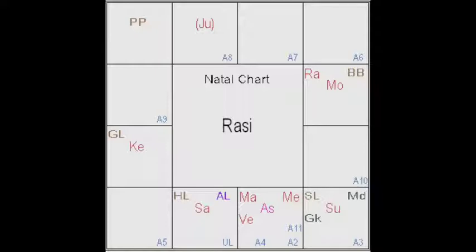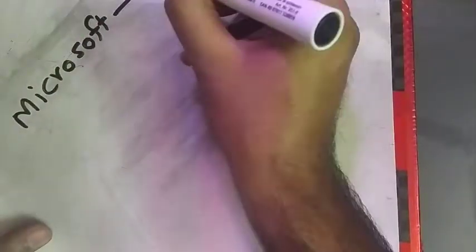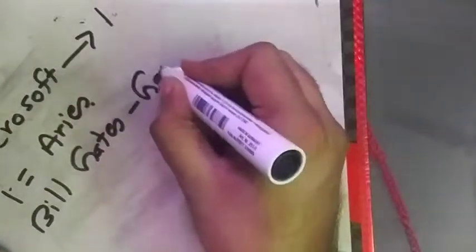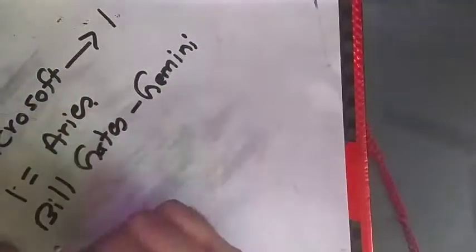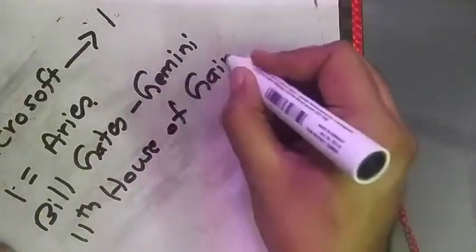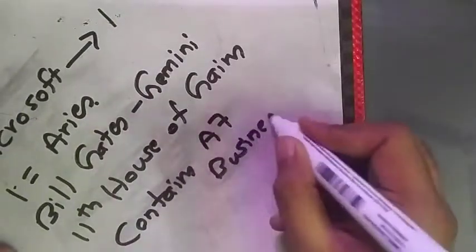Now let us analyze Microsoft. The Microsoft Varnank comes to 1, like we calculated just a minute ago. 1 stands for Aries, and Bill Gates is a Gemini ascendant. So for Gemini ascendant, Aries is the 11th house of gains, of labh, and it also contains the A7, which is the business contracts and all. So that's why he became so successful.